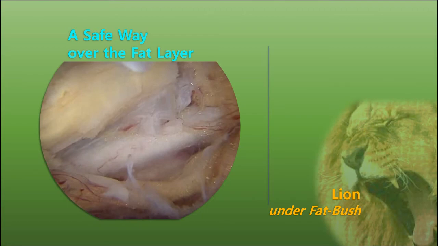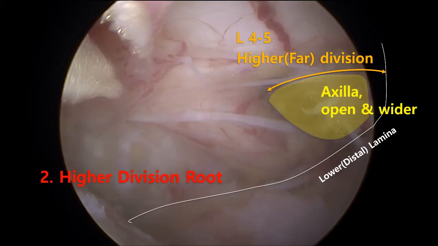Normally, at the level of L4-5, the root is covered fully under the distal lamina and the axilla is located just proximal to the distal lamina. In some cases, however, the axilla is not covered by the distal lamina at the level of L4-5, and is exposed at a somewhat proximal area in case of a higher division root with a wider angle of axilla.